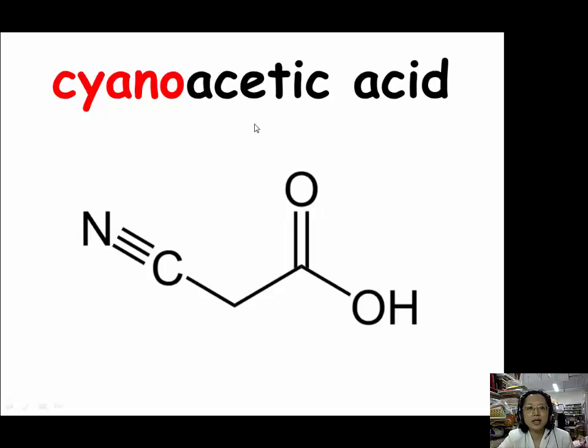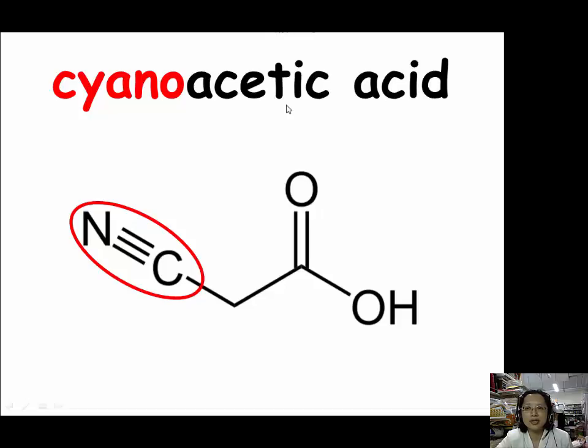Our example for cyano is cyanoacetic acid. The CN functional group is here. Cyanoacetic acid is the cyano derivative of acetic acid. It can be used in the synthesis of barbiturate, which is a sedative, I think, and also other compounds.